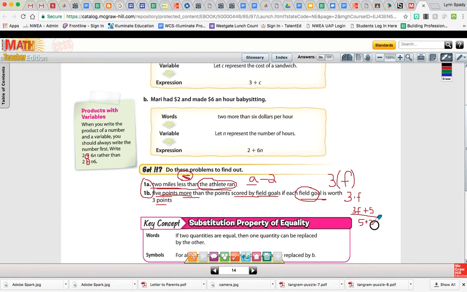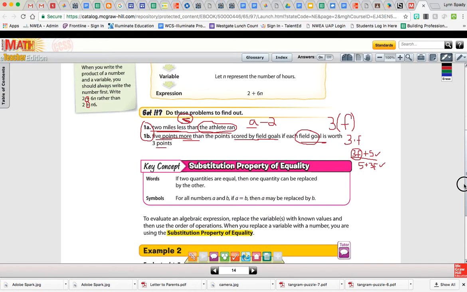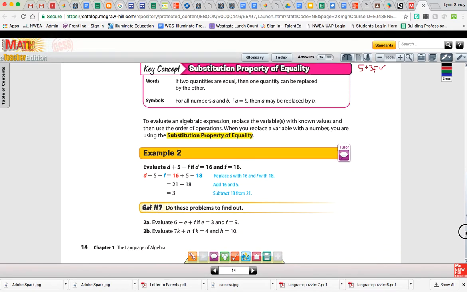Typically, when you're writing algebraic expressions, the variables come first, and so 3f plus 5 would probably be more commonly seen than 5 plus 3f, but both are correct because of the commutative property, which we'll get to later in this chapter. It doesn't matter whether it's 5 plus 3f or 3f plus 5, you're going to get the same answer. Okay, so make sure you understand those two, and let's jump down here to another vocabulary word.